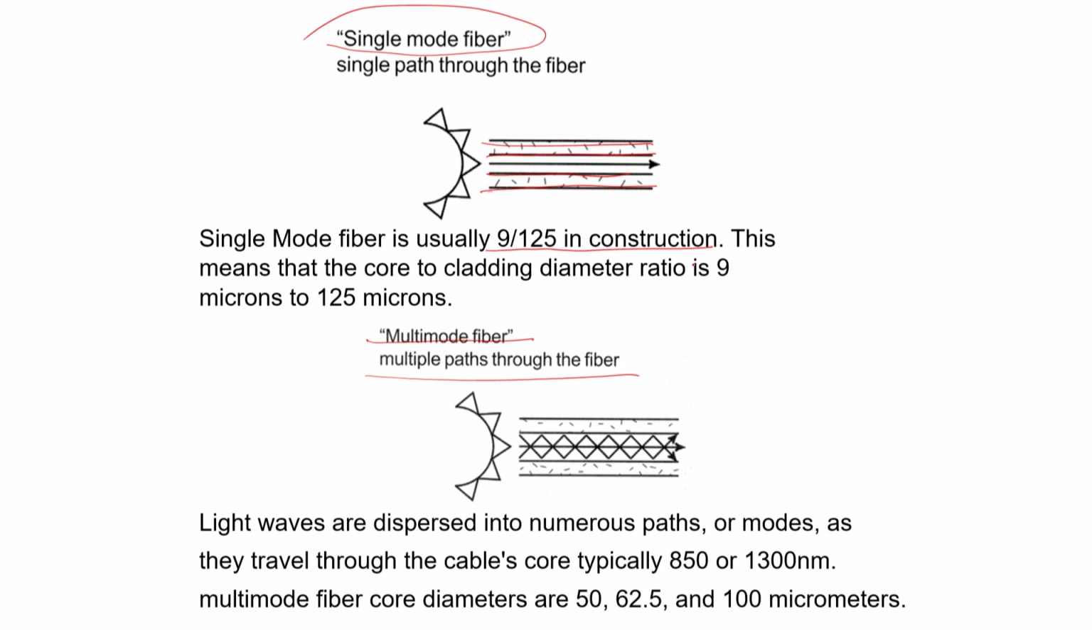Now, the multi-mode fibers, their core is much bigger, with wavelengths of 850 or 1300 nanometer, and core diameters of 50, 62.5 and 100 micrometers. So, there are different types of cores that allow different types of modes passing through the system.